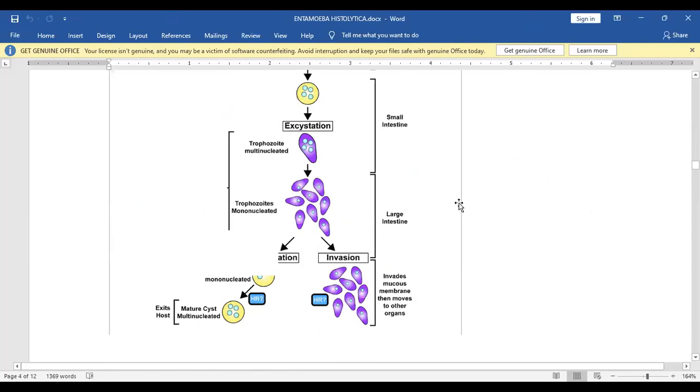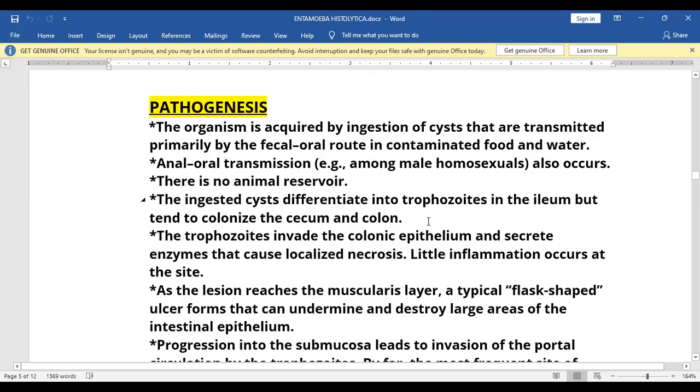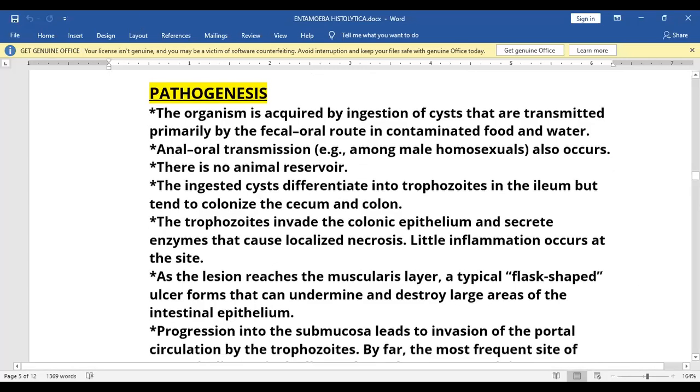This was just for your clarification or for your concept clearing. Pathogenesis is very important, and questions on Entamoeba histolytica, they are most commonly targeting either the life cycle or the pathogenesis. So the pathogenesis starts with the transmission, a little bit of the life cycle, and then what happens in the intestinal lumen and how it produces that disease.